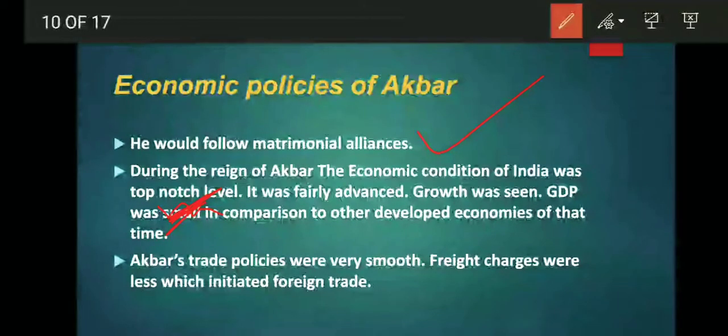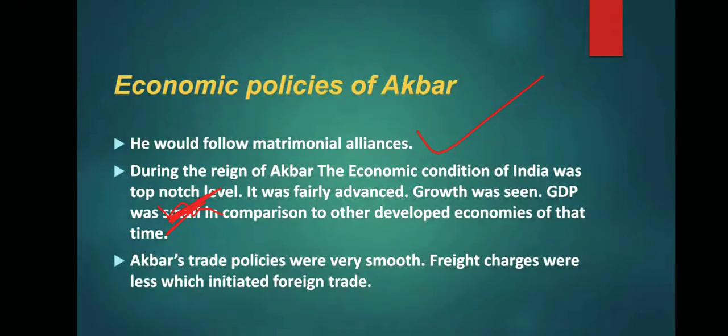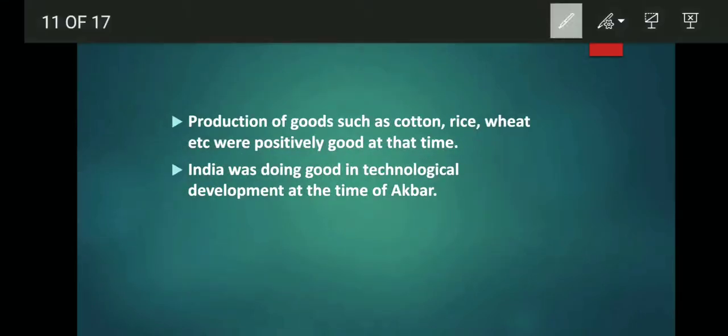Akbar's trade policies were very smooth. Freight charges were less, which would initiate international trading. Now, he had a very good command over his tax system. Production of goods such as cotton, rice, wheat, millets, etc. was very good at that time, and took place on a good scale.